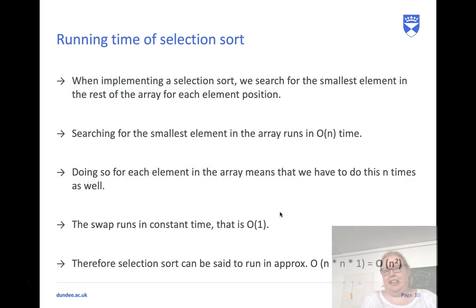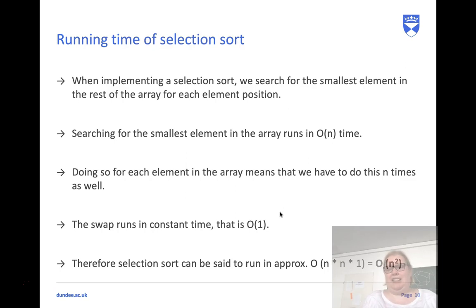So when implementing a selection sort, what we do is we search for the smallest element in the array for each element position, and we do that by doing the comparisons I talked about when I talked you through the algorithm. Searching for the smallest element in the array runs in O(n) time, because every single time you've got to go through the whole array to see what the smallest element is, or the second smallest, and so forth. Doing so for each element in the array, every time we're setting a position in our sorted data, means we have to do this n times.